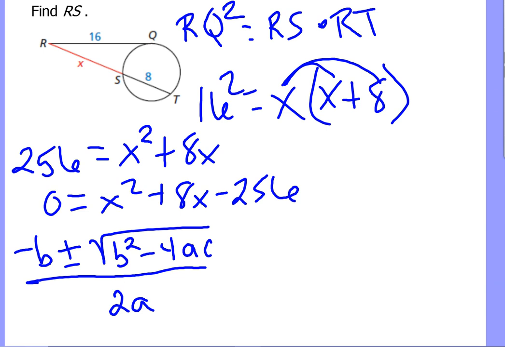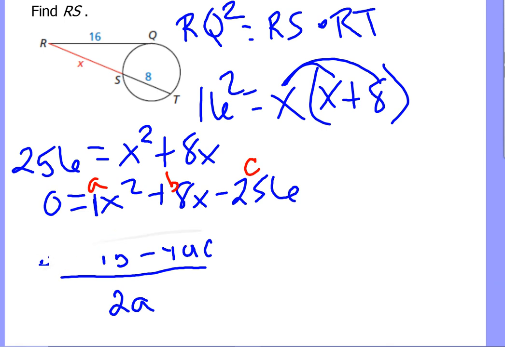But in this example, the coefficient 1 is going to be our a. The coefficient of 8 is going to be our b. And the constant, excuse me, of negative 256 is going to be our c. So I'm going to go ahead and erase our quadratic formula so I have a little bit more space. Let's take a look at what we've got available to us.